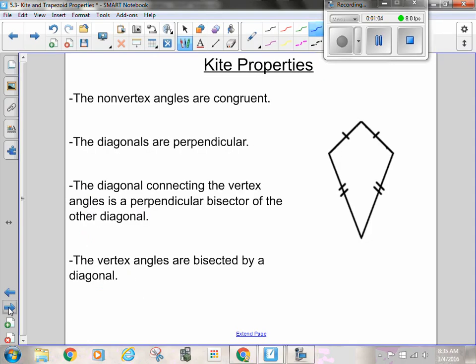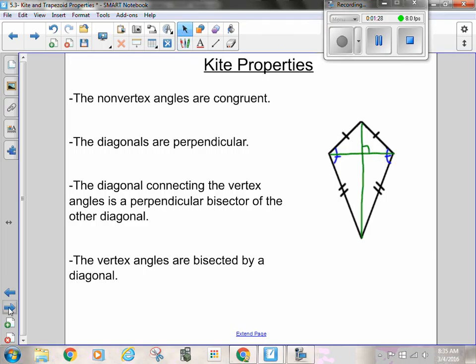All right, so kite properties. We have some properties that are specific to just a kite. The non-vertex angles are congruent. So the ones that are between the non-congruent sides are congruent. Okay, the diagonals are perpendicular. So when we have diagonals that go from corner to corner, they are perpendicular.